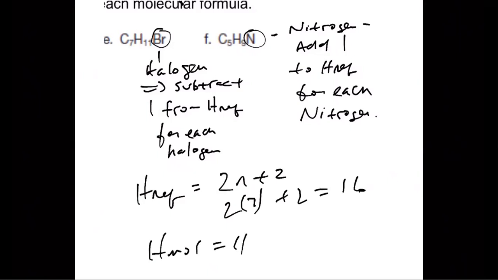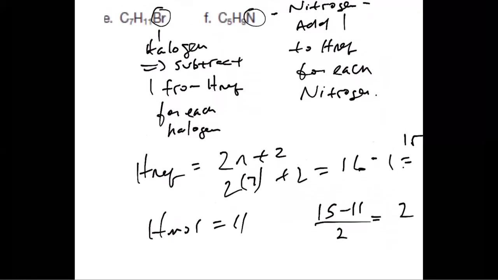You can see right away when you subtract those two and try to divide by 2, it's not going to give you a whole number, right? So now we need to subtract 1 from Href, because of bromine, so that's minus 1. So that'll be 15. So then in your equation, it'll be 15 minus 11 over 2, which is 2. Yes or no? Yes. Right. So if you had to propose a structure for C7H11Br, and the degrees of unsaturation are 2, you got 2 choices.